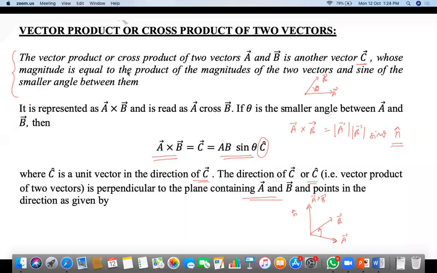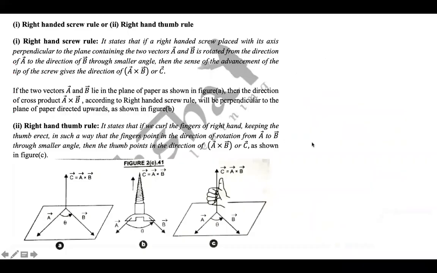So let's say these were the two vectors which are lying on the x-axis and y-axis. So A cross B will be in the z-axis, perpendicular to both these vectors. So we've understood. This is how you find the direction of the cross product of two vectors. This is known as the right-handed screw rule, or right-hand thumb rule.